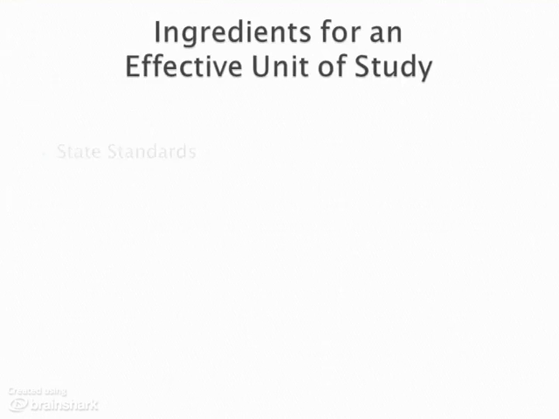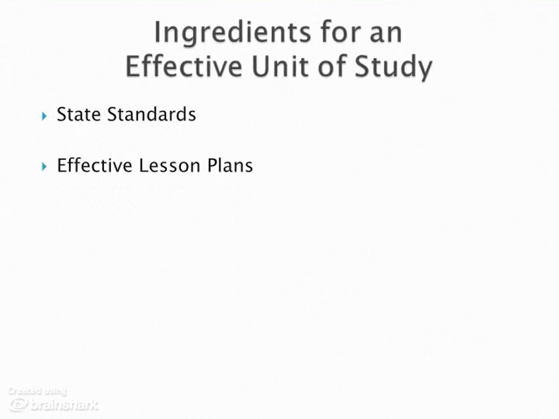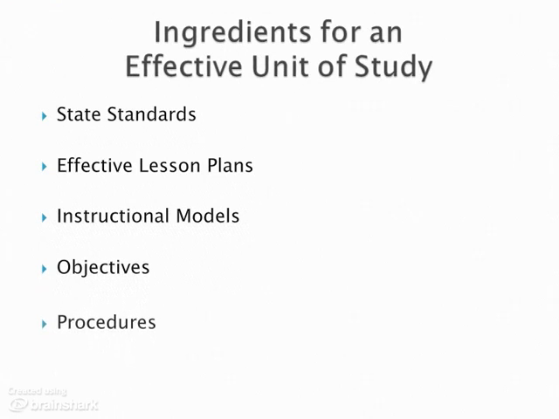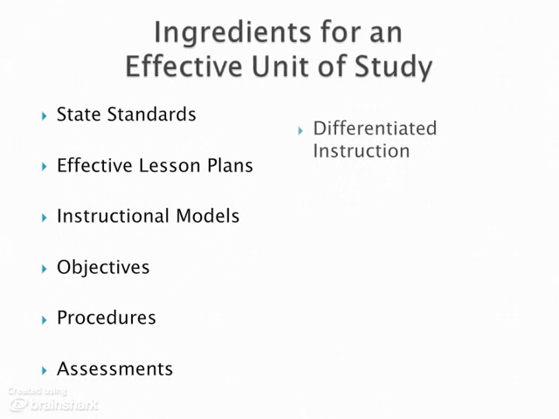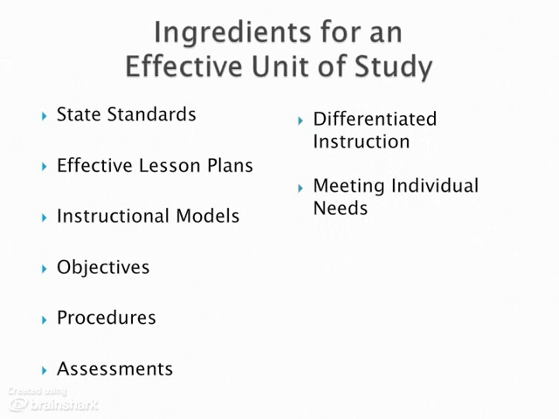It is helpful to use backward design to create an effective unit of study. If you do not know what students need to learn, how will you know how to get them to that point? The ingredients of an effective unit of study include knowing and using state standards, creating effective lesson plans, utilizing different instructional models, matching objectives to standards, procedures, and assessments. You should also mix in ways to differentiate instruction and meet individual needs.